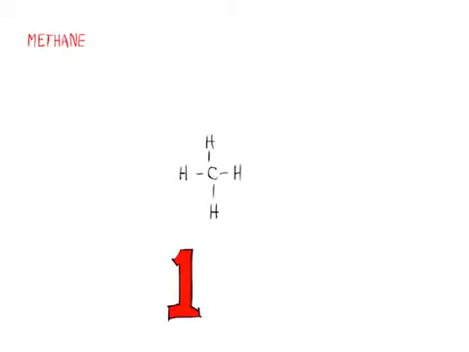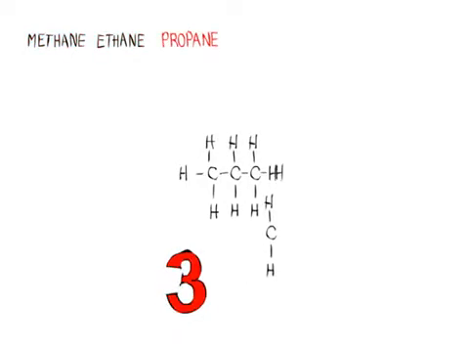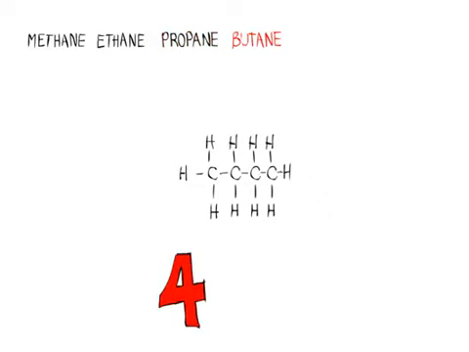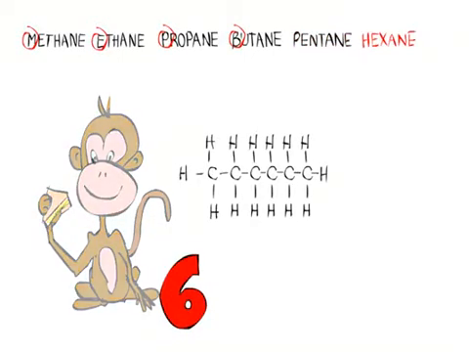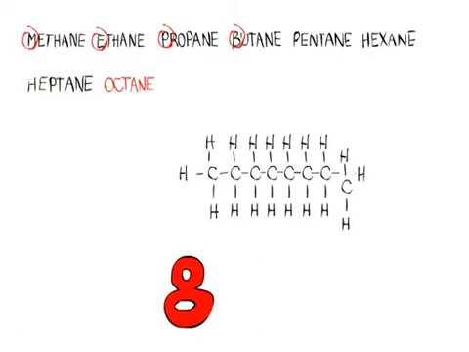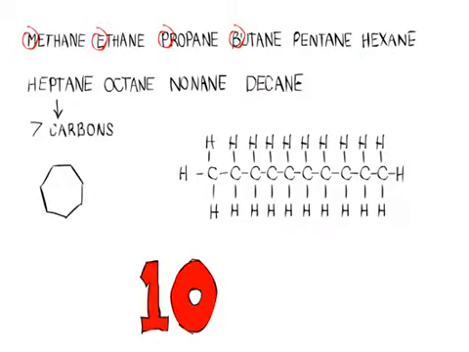The first is methane, and if we add a CH2, we get ethane, and another propane, and another butane. You can remember the first four by the mnemonic monkeys eat peanut butter. From then it's pentane, hexane, heptane, octane, nonane, and decane. You must remember the first 10 names in the series. Following butane, you could relate the names to that of polygons. Heptane has 7 carbons, and a heptagon has 7 sides.